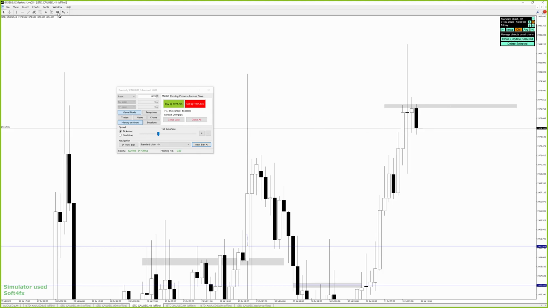Or if we can break below this low right over here, then I think we can continue moving down to fill this wick here to the left hand side. So now we have buys planned above, what's this price? 1977. And we have sells planned below 1973, to come down to fill this wick. Right, so we're going to put our zone right over here as well on the 1 hour time frame.